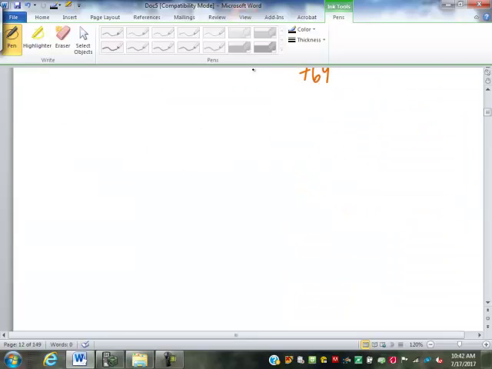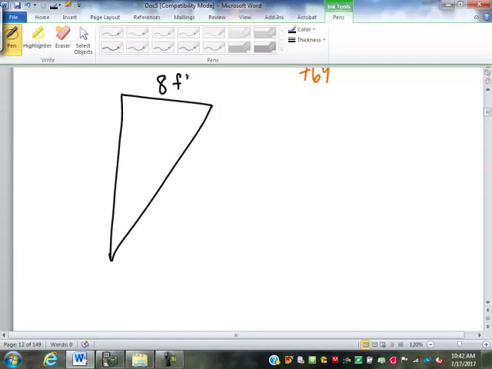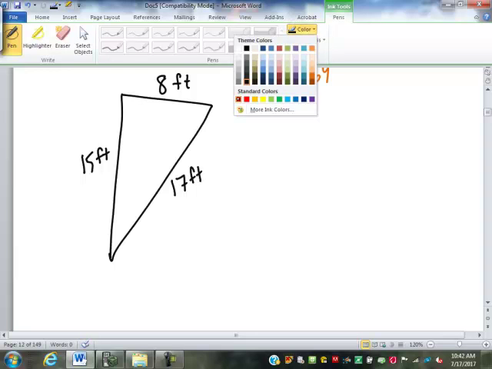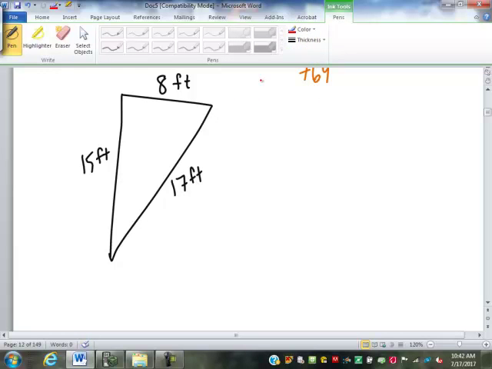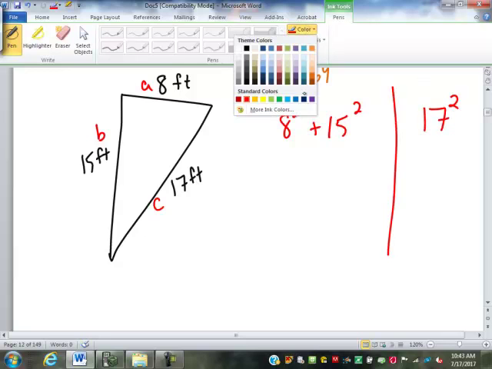Let's give you another one to try. Let's say this here is 8 feet, 15 feet, and 17 feet. Which side am I going to pick to be side C? 17. So the other ones are A and B. So let's test it. 8 squared plus 15 squared. And I'm going to compare that to 17 squared.